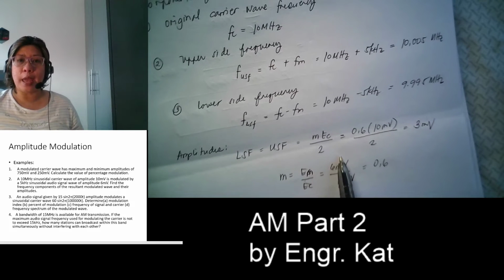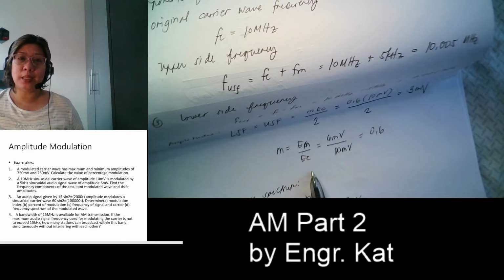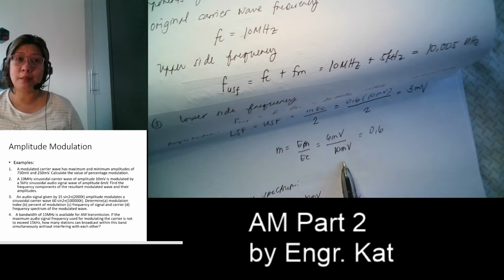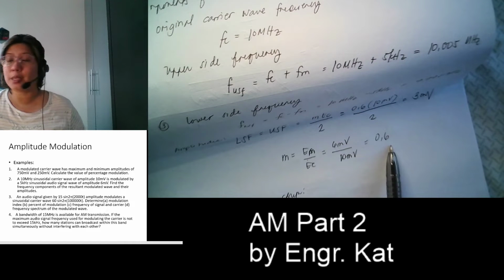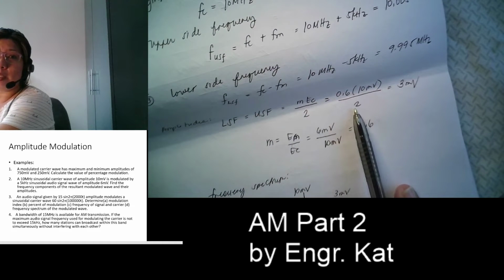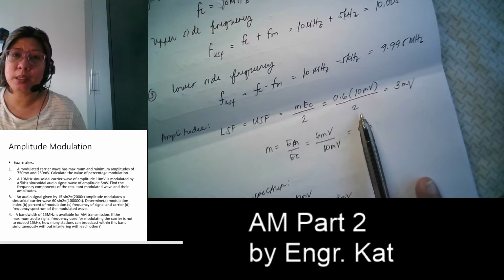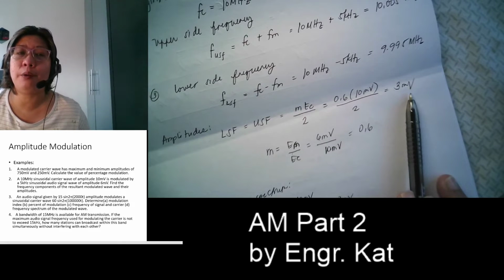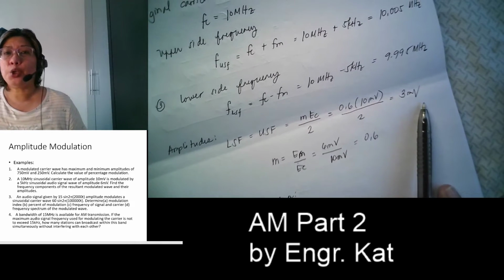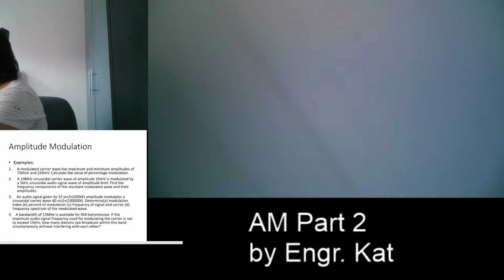We can solve for M. M is equivalent to the peak amplitude of your modulating signal divided by the peak amplitude of your carrier signal. So this is 6 millivolts divided by 10 millivolts, which will give you 0.6. Substituting your 0.6 here, each sideband will be 0.6 times 10 millivolts divided by 2. So each sideband will have 3 millivolts as its amplitude. If you are going to draw the spectrum, it will look like this.